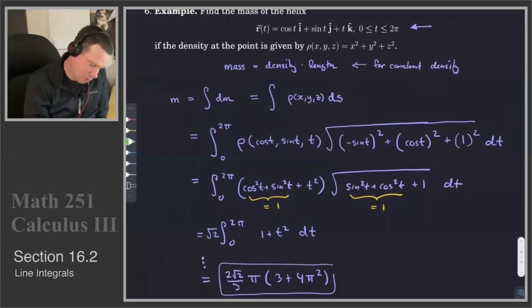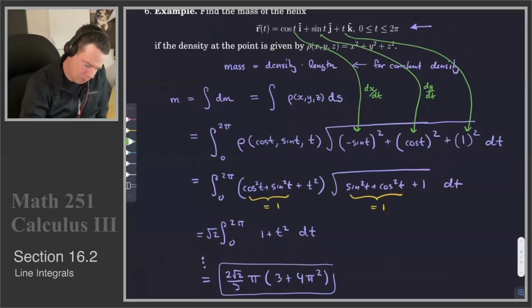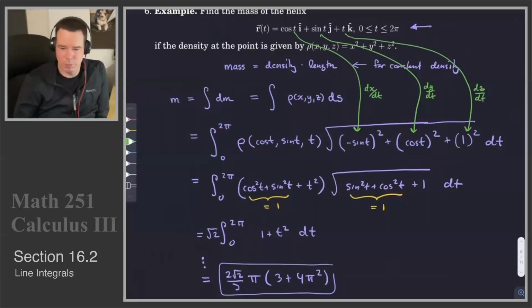I can even jot that in here. So this was dx dt. That one was our dy dt. And then this one came down as our dz dt. That was our magnitude of r prime of t that was coming up there. Makes sense. Thank you. You're welcome.